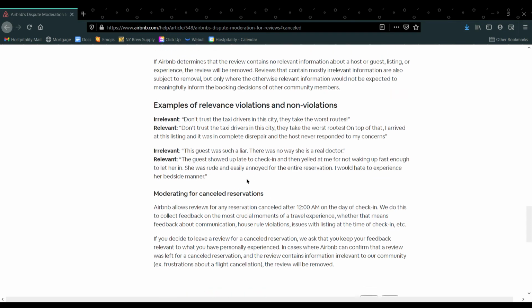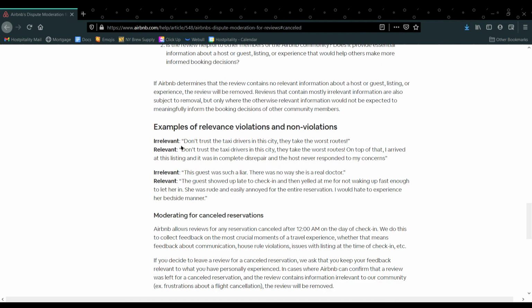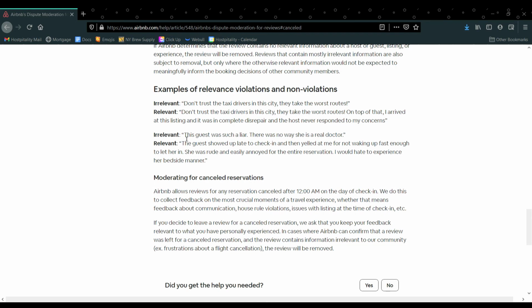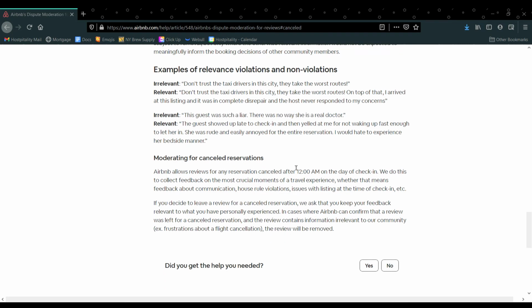So notice the difference between the two examples. One of them makes it irrelevant if there's no mention of the unit. But if there is a mention of the unit, even though there's an irrelevant mention of something that happened outside, it makes it relevant in Airbnb's eyes. And on the host side, it makes it irrelevant. There's no additional elements that you could add to these two sentences to make it relevant in their eyes. That's what I'm trying to get to.